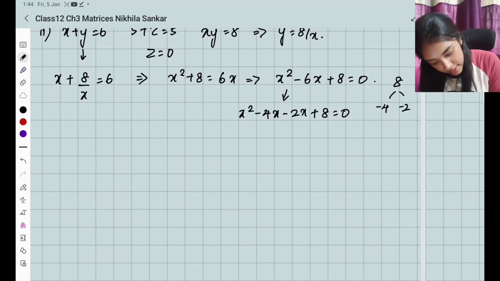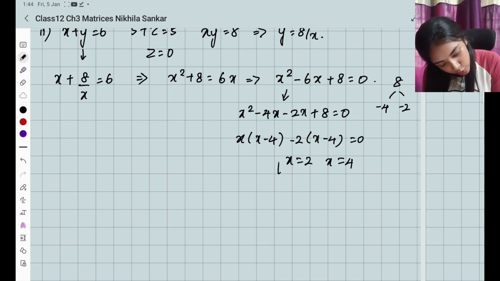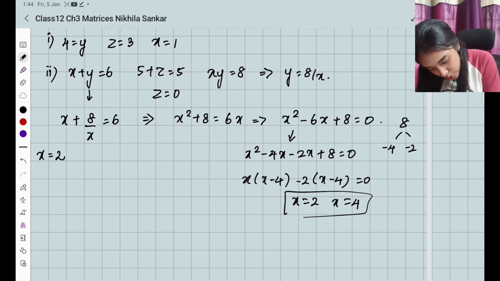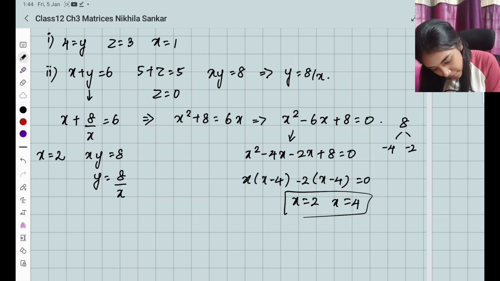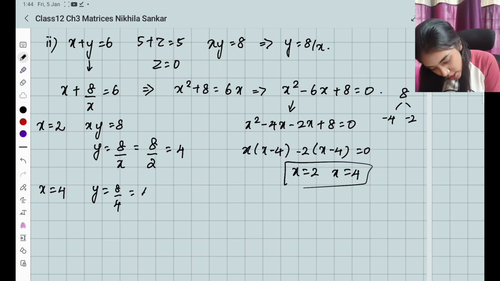Splitting the middle term. x minus 4, and here x minus 4 outside, minus 2 equals 0. So, I have x equals 2 and x equals 4. So, I have two different values of x. For each, the value of y will come. So, when x is equal to 2, I have xy equals 8. Then y equals 8 divided by x, which is 8 divided by 2, which is 4. So, y's value is 4. If x's value is 4, I'll have y equals 8 divided by 4, which is going to be 2.